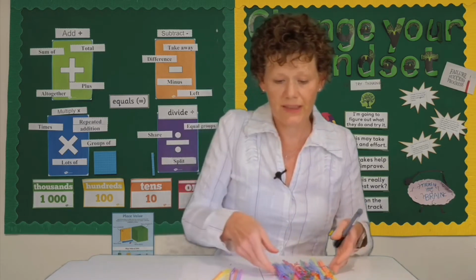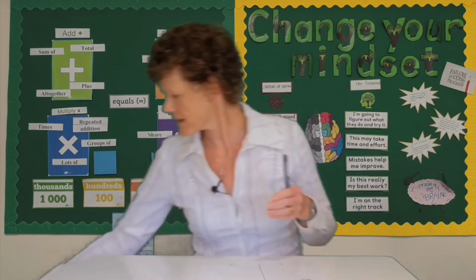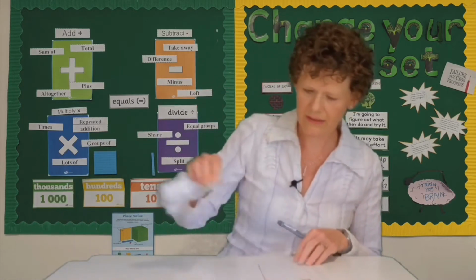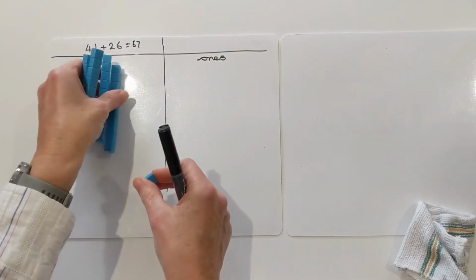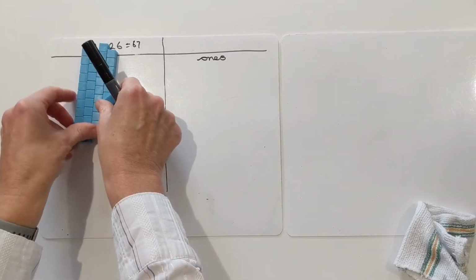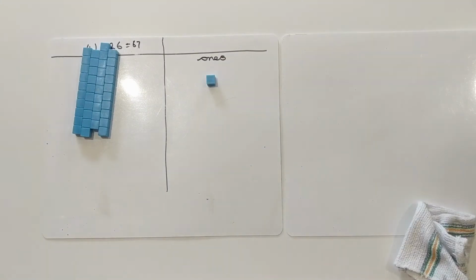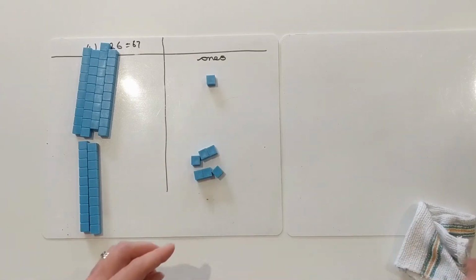Okay, if we have a look at that with dienes, so I'm putting those back in my tray because I'm very organised. Again, we have 4 tens and 1 one, and we have 2 tens and 6 ones. 1, 2, 3, 4, 5, 6. My number is 26. And once again, I can just add those together.